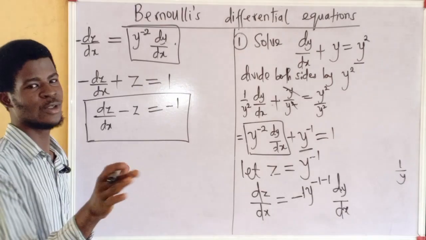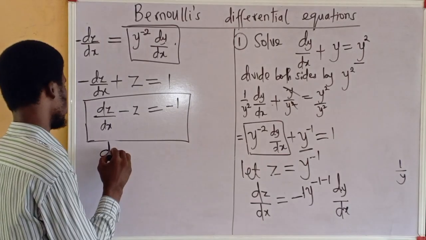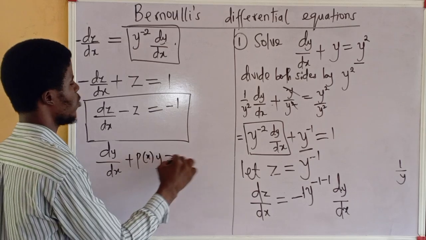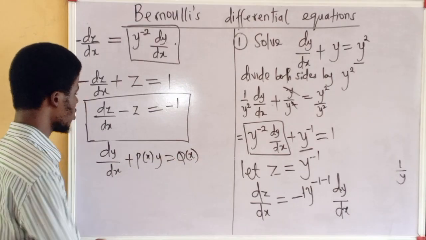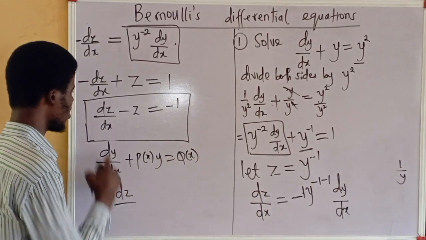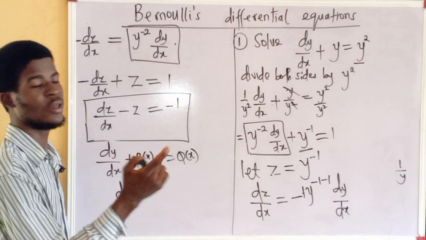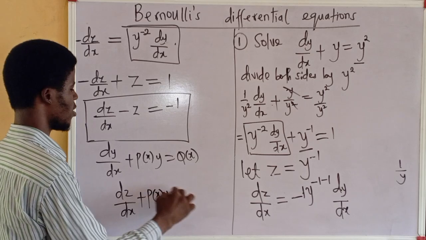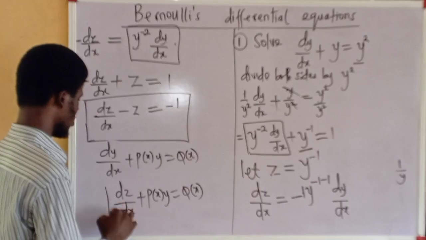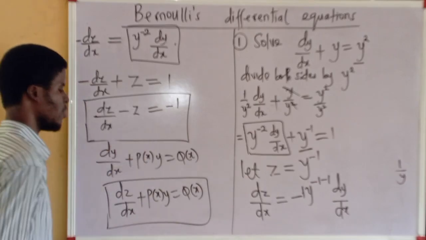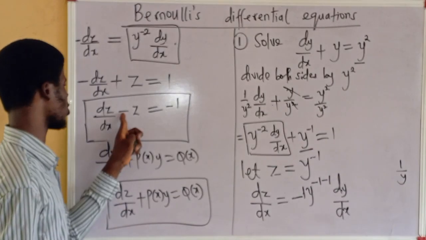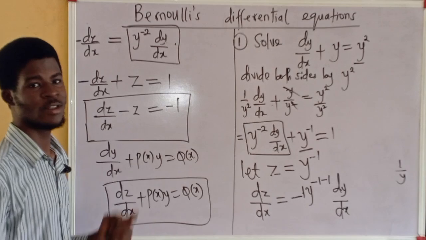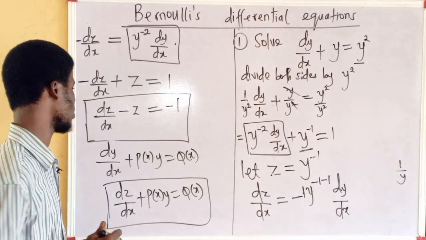A linear differential equation is of the form dy/dx plus p of x times y equals q of x. So in this case, I can say dz/dx, since we are dealing with z as the dependent variable, plus p of x times z equals q of x. This is the form that we have here. P of x is minus 1, q of x is minus 1 as well. Okay, so let us solve this differential equation now.